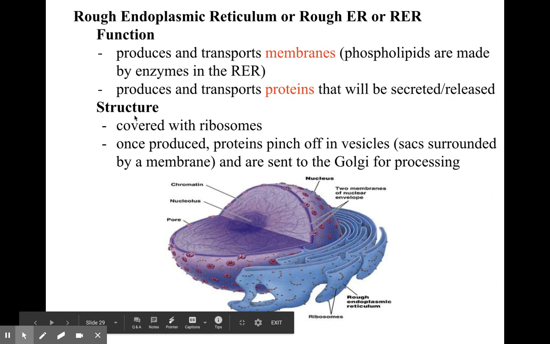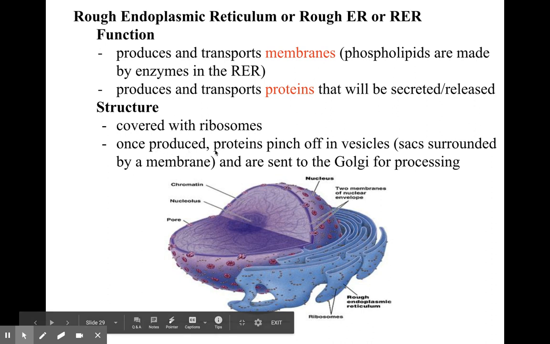So this is the structure. The structure is that the cisternae, and they're covered in ribosomes. I'm assuming that people probably thought if you were to actually be able to touch this ER and you touched it, you'd feel all these bumps, the ribosomes, and so it would feel rough. And I think that's where they got the name. It looks rough.